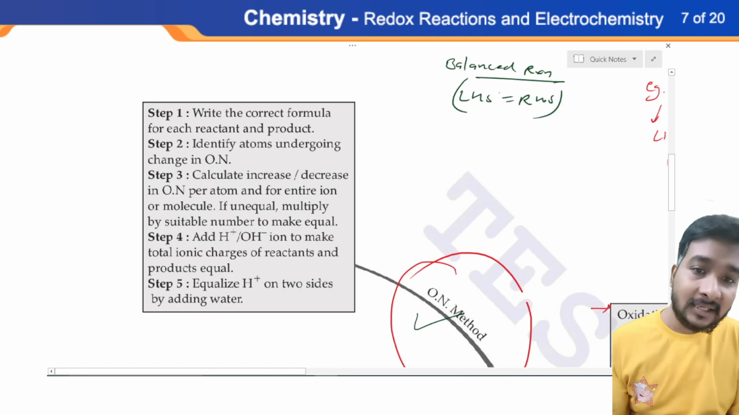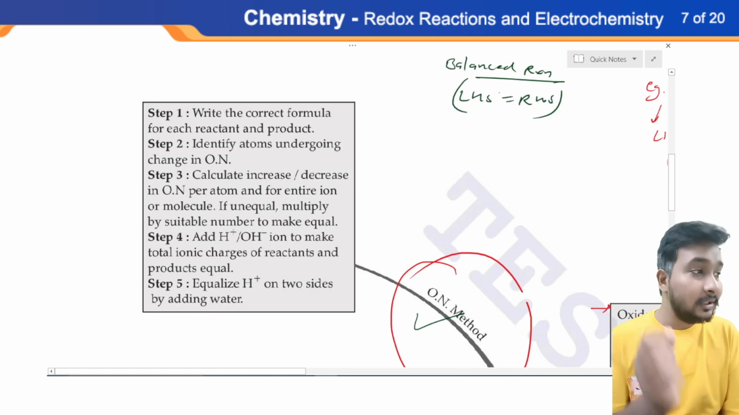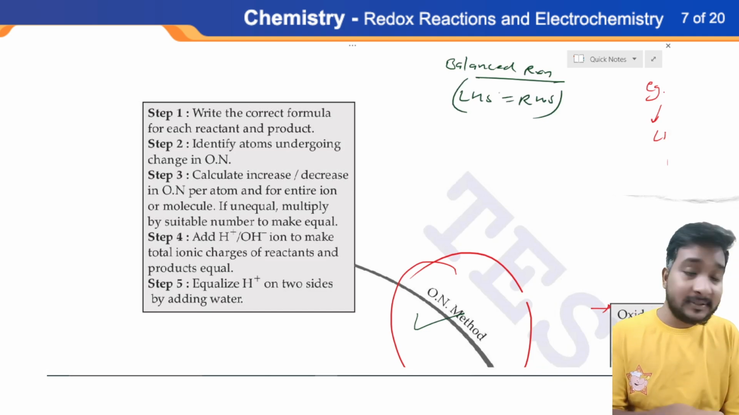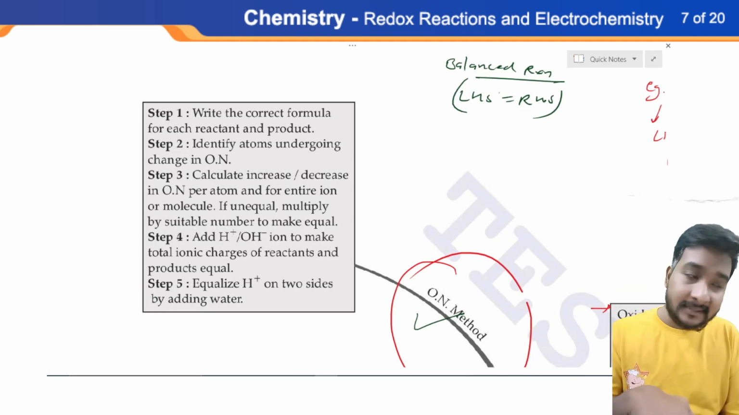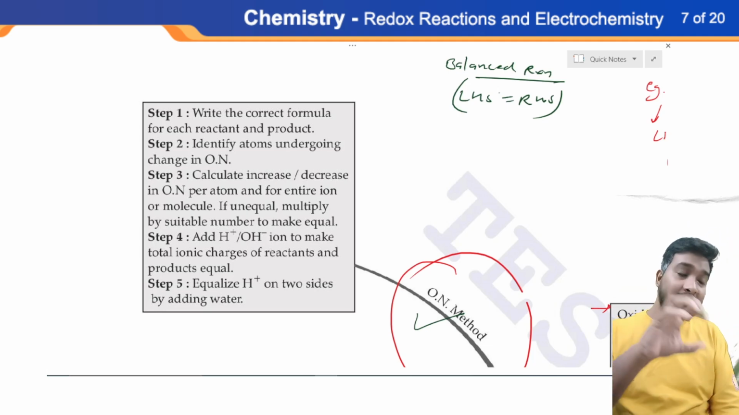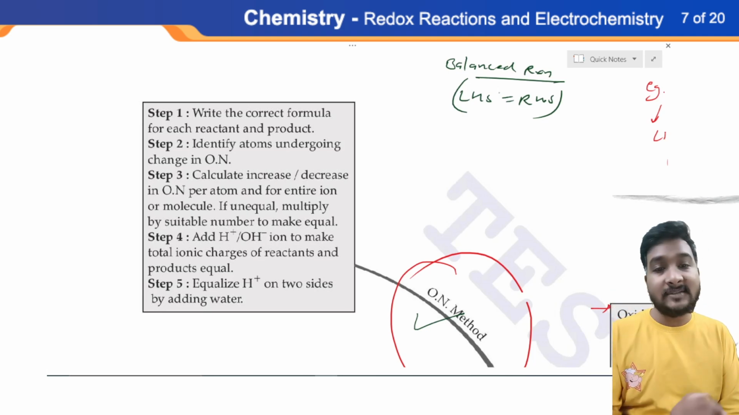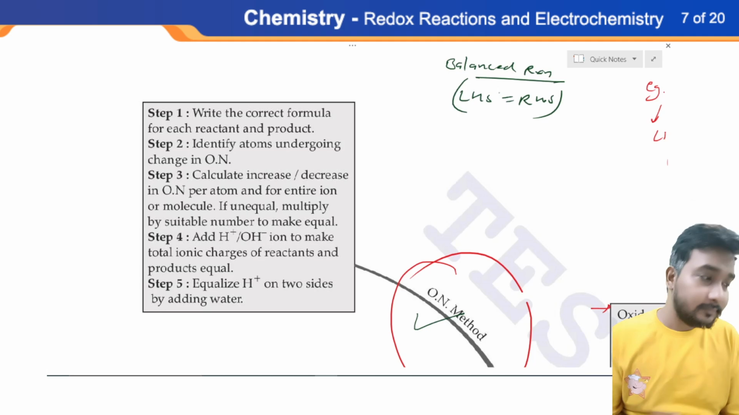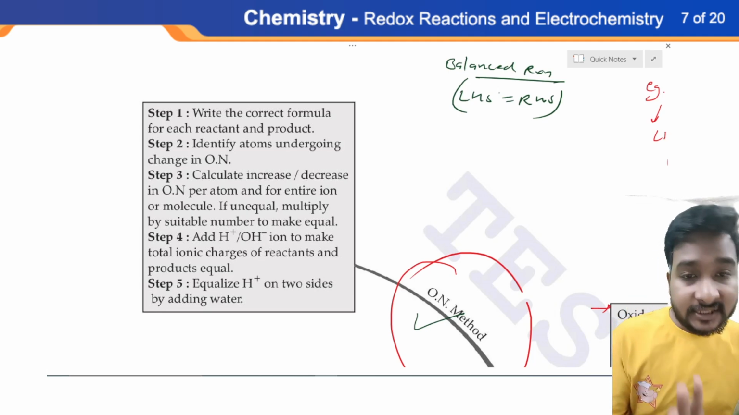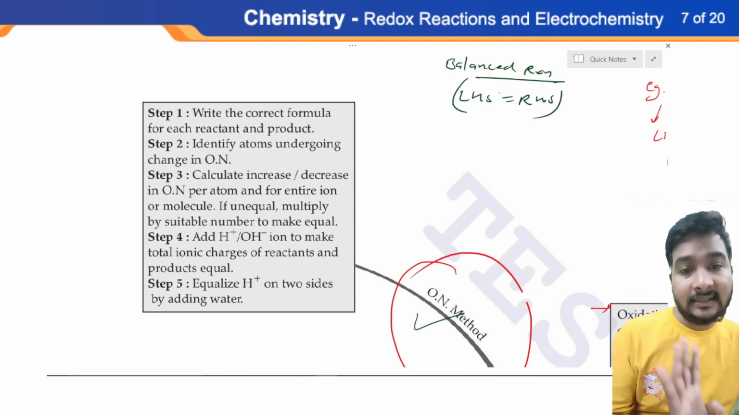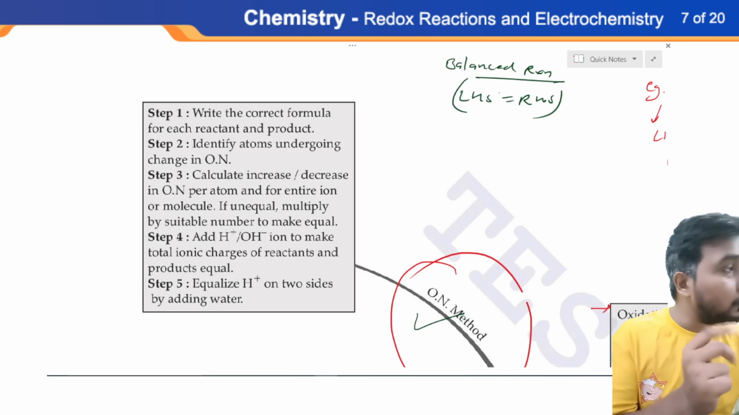The number of species, atoms, charges, and electrons should be equal on both sides, that is, the left hand side and the right hand side. If LHS equals RHS, only then can we say this reaction is balanced, otherwise not. Now, if the reaction is unbalanced, then we can use two different methods.